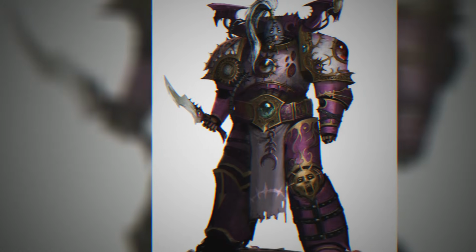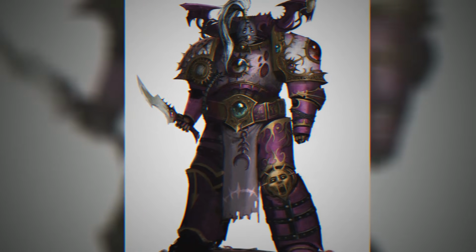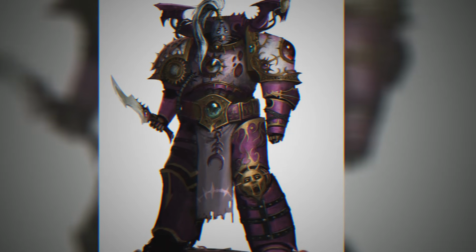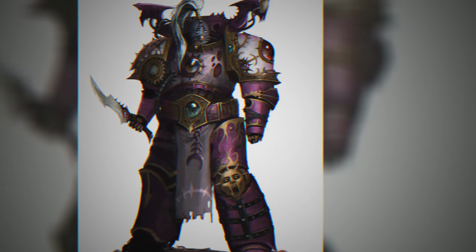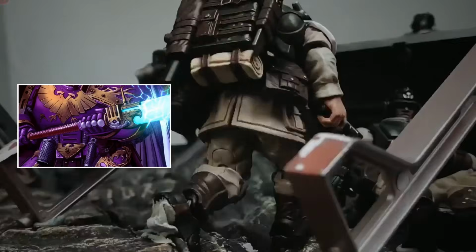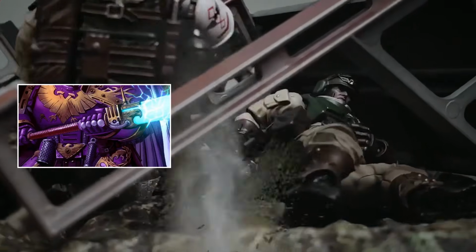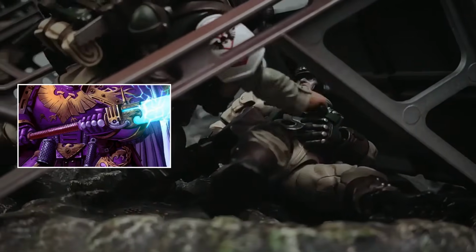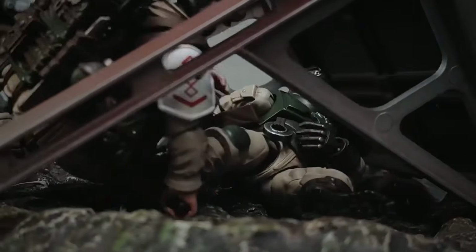Fulgrim, already teetering on the edge of corruption, readily embraced this offer, leading his entire legion into the service of the Dark Prince. The Emperor's Children, once paragons of discipline and artistry, descended into depravity and excess, their pursuit of perfection twisting into a grotesque obsession with pain and pleasure.